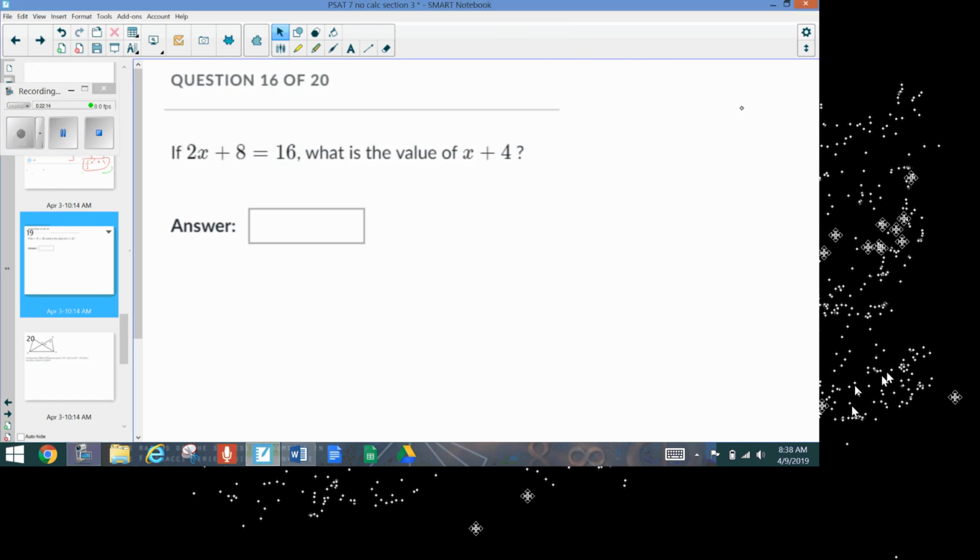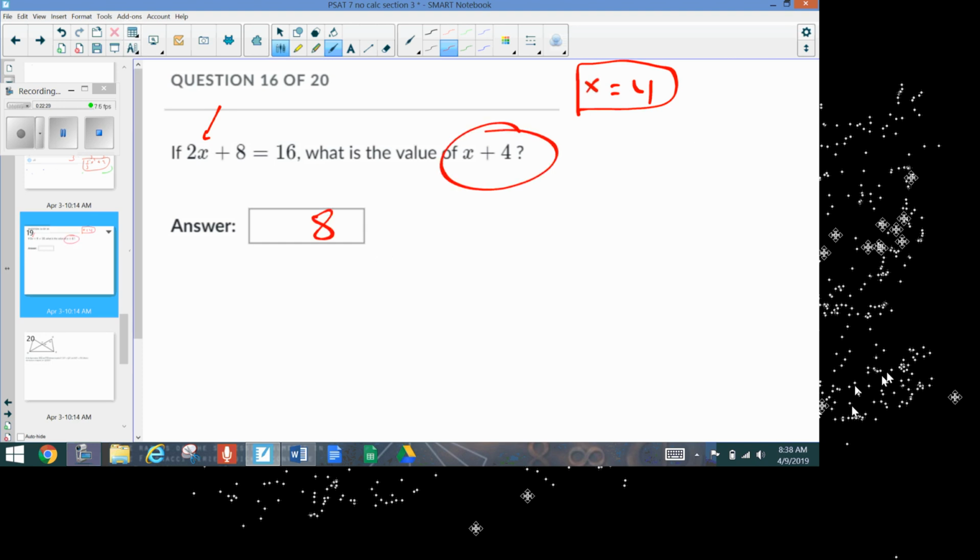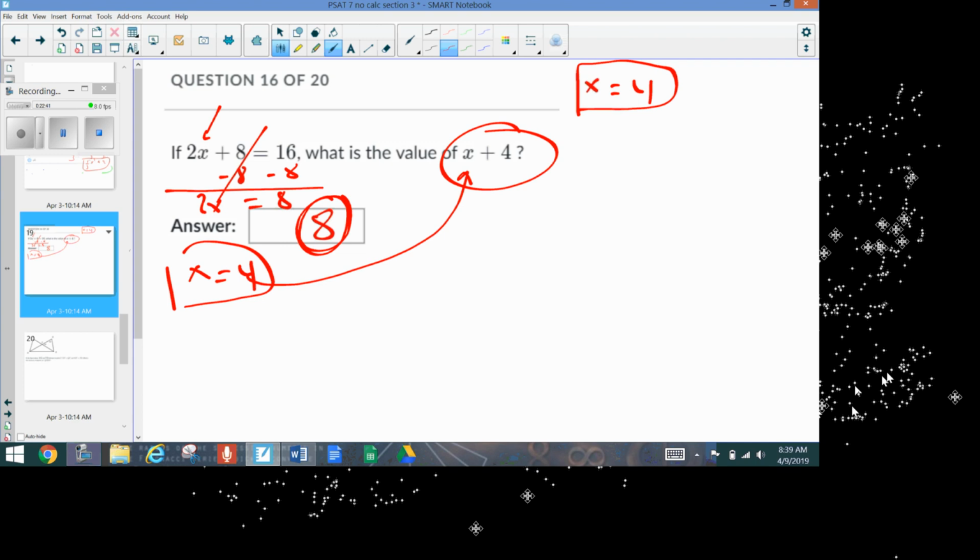You see that x equals 4, correct? You saw that when you plug in 4 here, 2 times 4, 8 plus 8, 16, so that satisfies, you're right. X is equal to 4. If x equals 4, what is the answer? 8. Or you can just solve it. X equals 4, when you plug it in, 4 plus 4, 8.